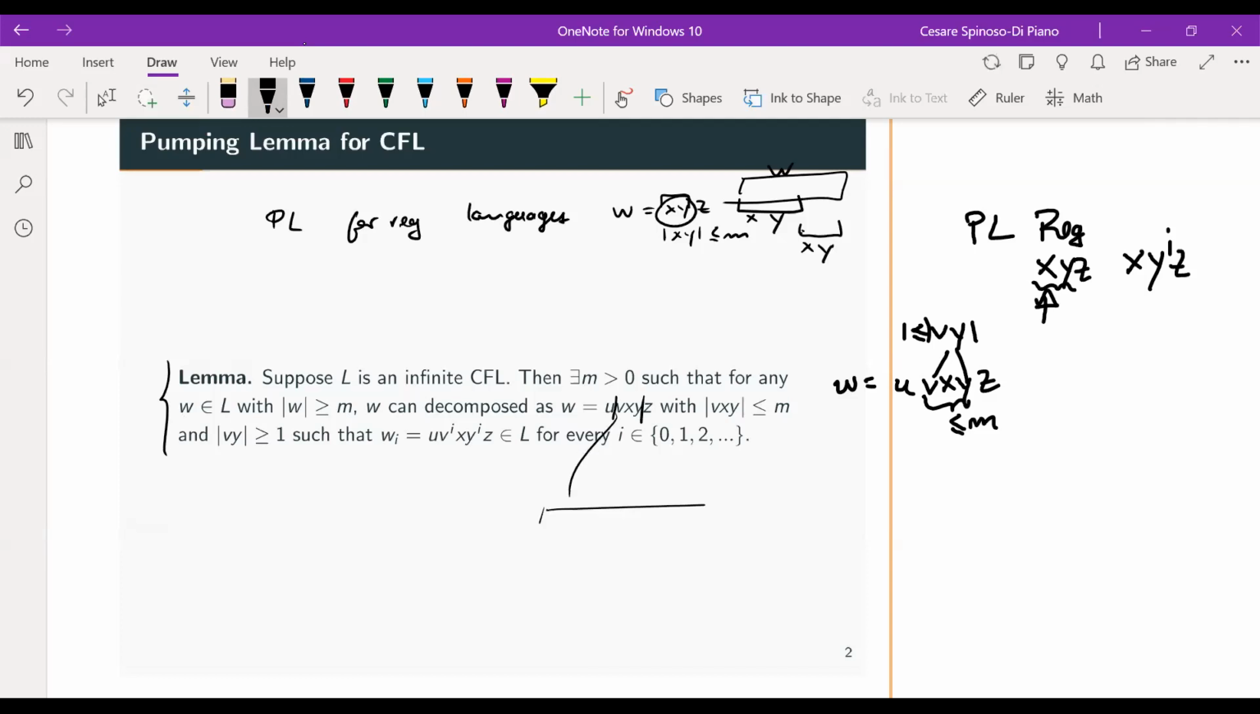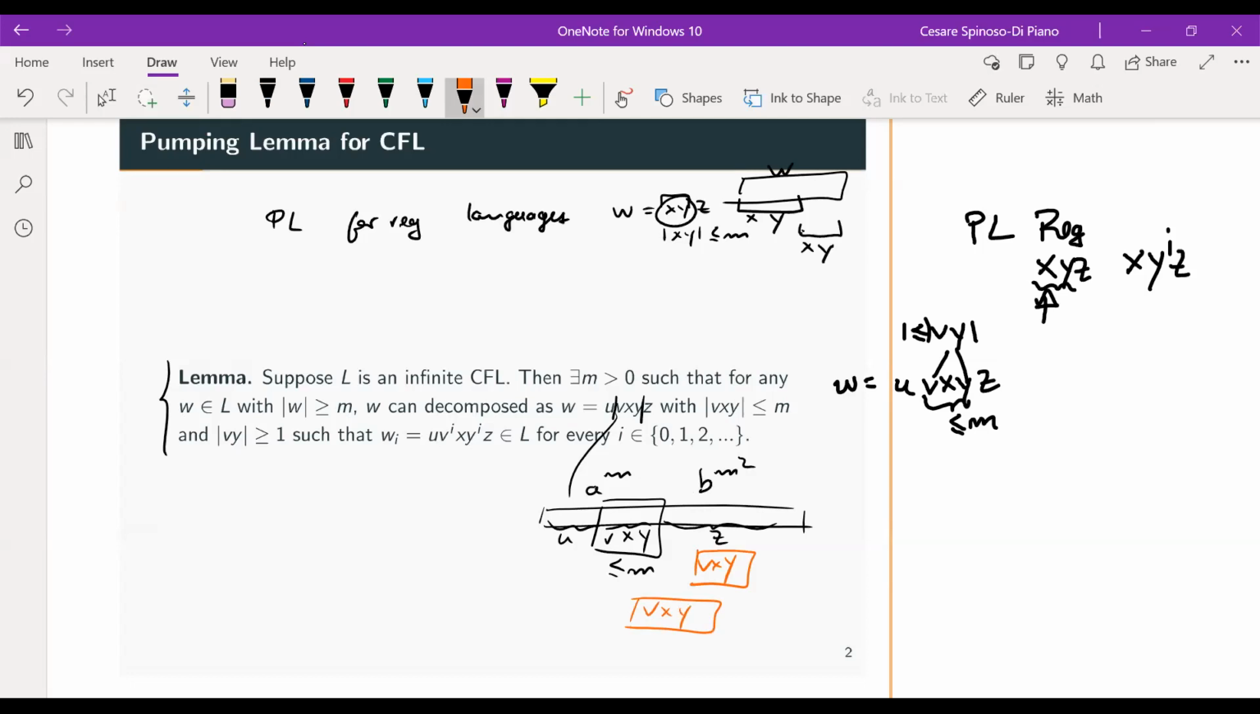So meaning that if you pick a string, maybe you have u, v, x, y, z. So z is here, v, x, y is here, and u is here. Maybe this is within m. Okay, so imagine this is like a^m b^m squared. So it could be within the m's, right? Sorry, it could be within the a's, your vxy, but then vxy could also be within your b's, okay? And it could also be in between. It could be v is an a and y is a b.